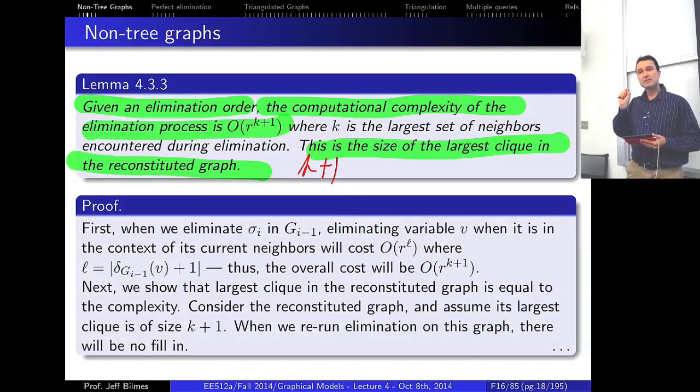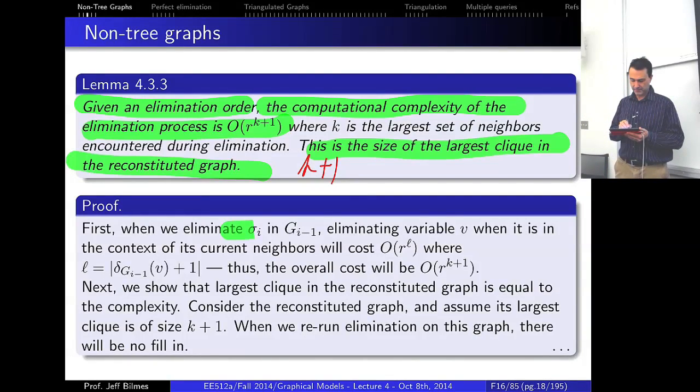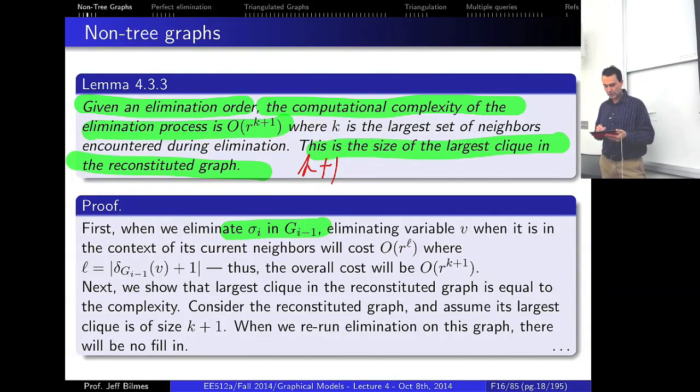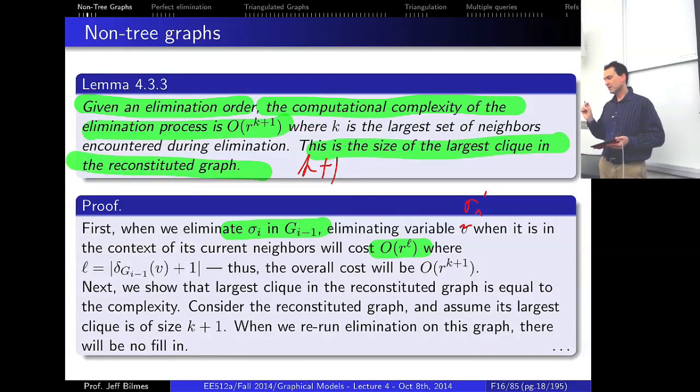So we are eliminating sigma I. Sigma I is the vertex in order I in the graph Gi minus 1. Okay? So eliminating sigma I in Gi minus 1 will cost r to the L, where L is equal to the set of neighbors plus 1.